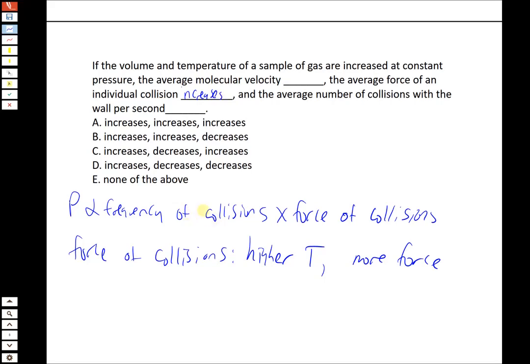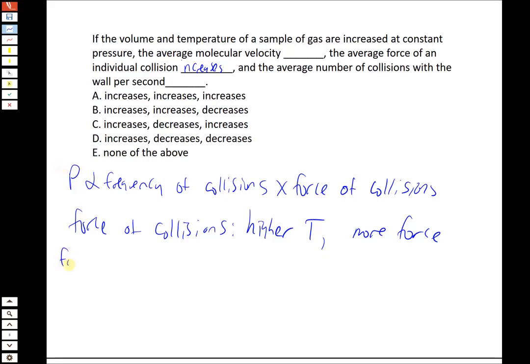But then the one for frequency of collisions, this one depends on both the temperature and the volume. So for the frequency of those collisions, it's going to increase when the temperature goes up, but it's going to decrease when the volume goes up. So if we raise the temperature at a constant volume, the collisions will be more often because we're in the same volume, but the gas molecules are moving faster, so they're going to hit the wall on a more often basis. But then if we increase the volume at a constant temperature, we're making the volume larger, so the walls are farther away, and that means the gas molecules are going to hit them less often.